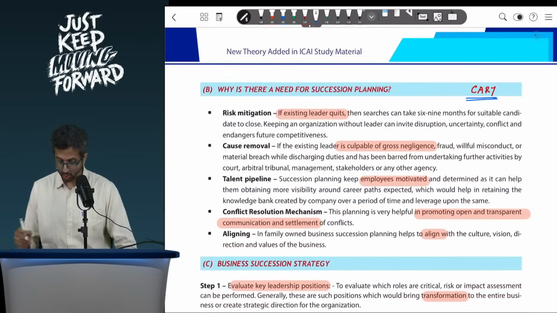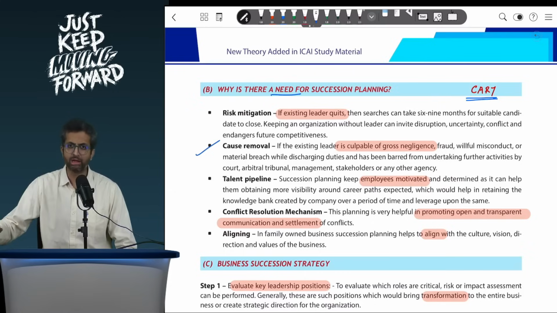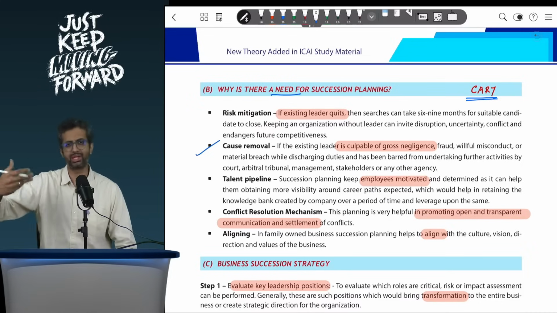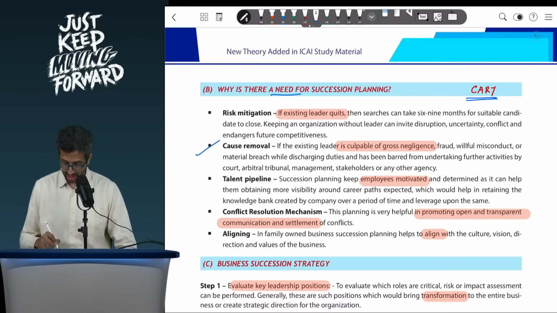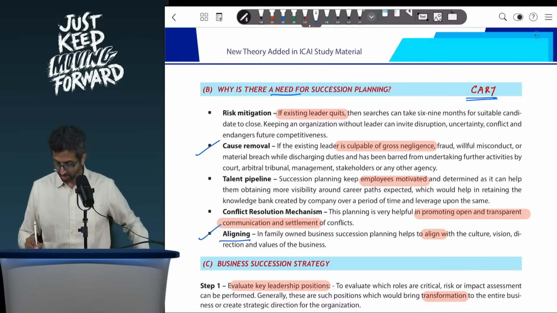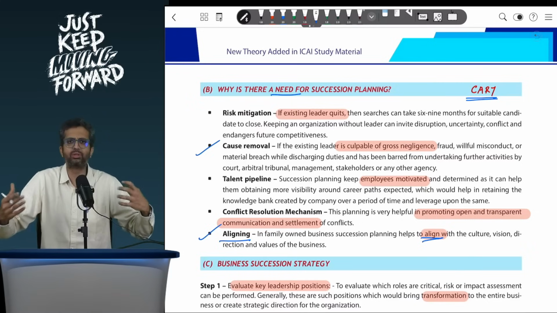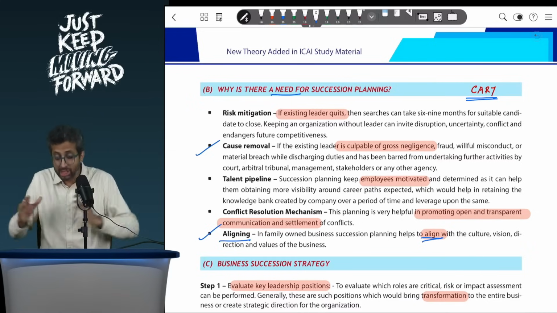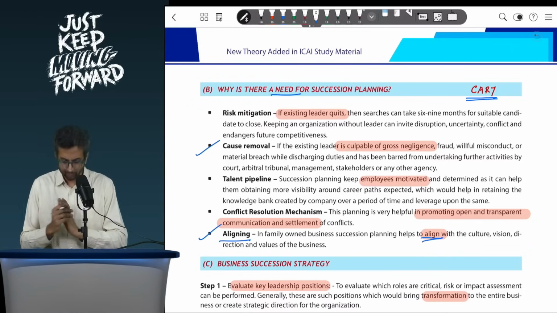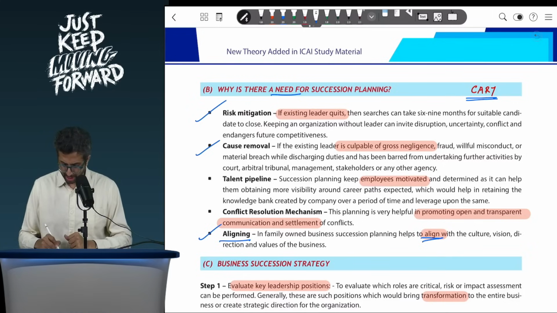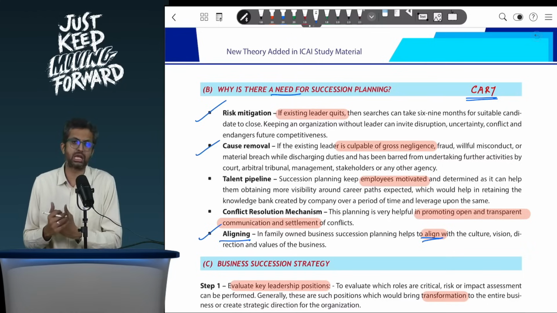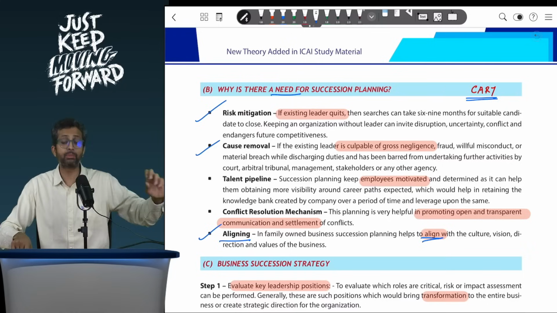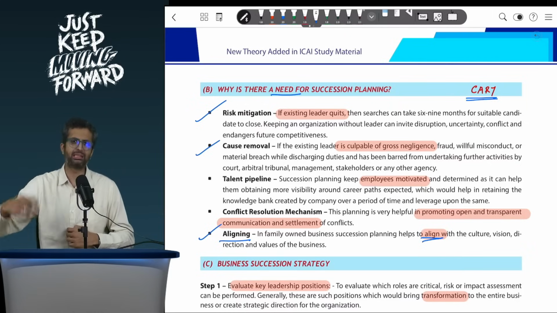So there is CART. What is the need for succession planning? CART, cause removal. So if you have to remove someone for a particular cause because of gross negligence or fraud, etc., at least you have managers in place to take up that position. CART, aligning. Your thought process of the people has to align with that of the family or the founder. So alignment is a must, for which you have to groom the person. Or there is risk mitigation. Over here, if an existing leader quits, sometimes you might have to remove them, sometimes they quit. Then how do you plan the succession?